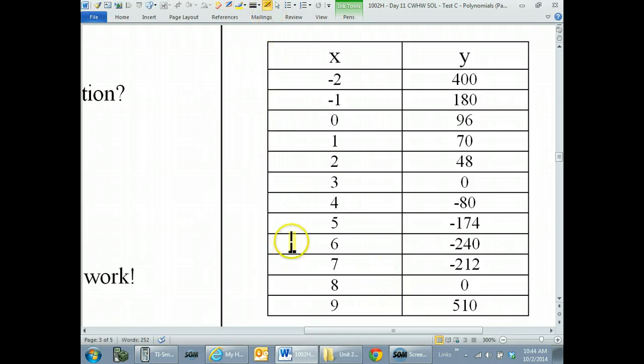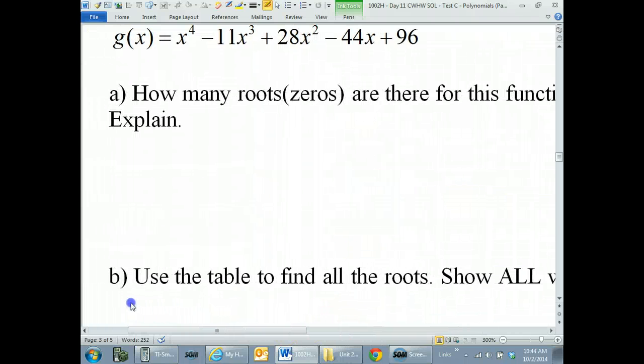The answer is 2. There are 2 zeros. Name the first one. 3, 0 is the first zero you see. That's a zero. What's the other one? 8, 0. What about 0, 96? Isn't that a zero? What's that? That's the y-intercept. Okay, 0, 96 is not a zero. So we have 2 zeros, 3 and 8. Okay, so we're going to use that.